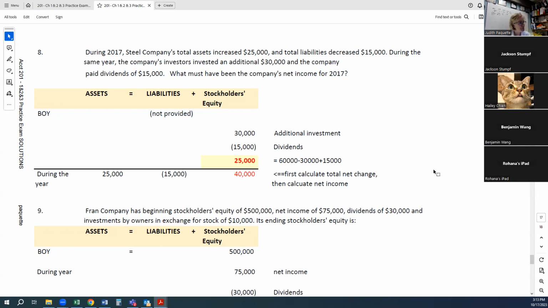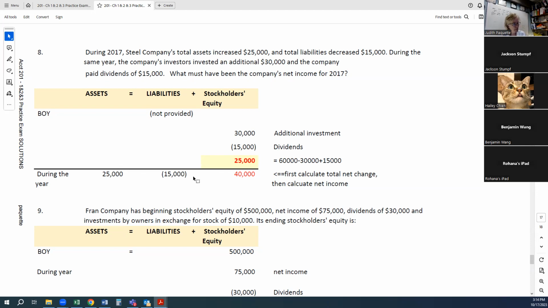But we do know that over the course of the year, assets went up 25,000 and liabilities went down 15,000. So just starting with that line, net change during the year: assets went up 25, liabilities went down 15. Liabilities and stockholders' equity are on the right side of the equation. So those two things, minus 15 and 40,000, have to equal 25. And I put the 40,000 in red because you have to calculate it.